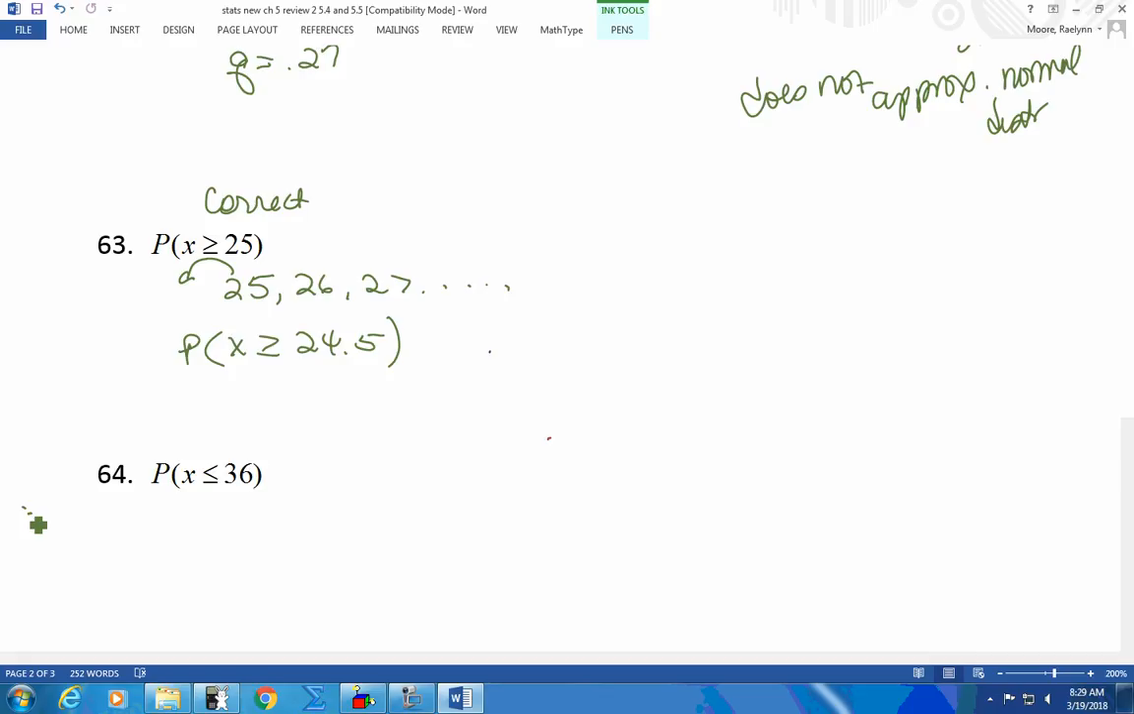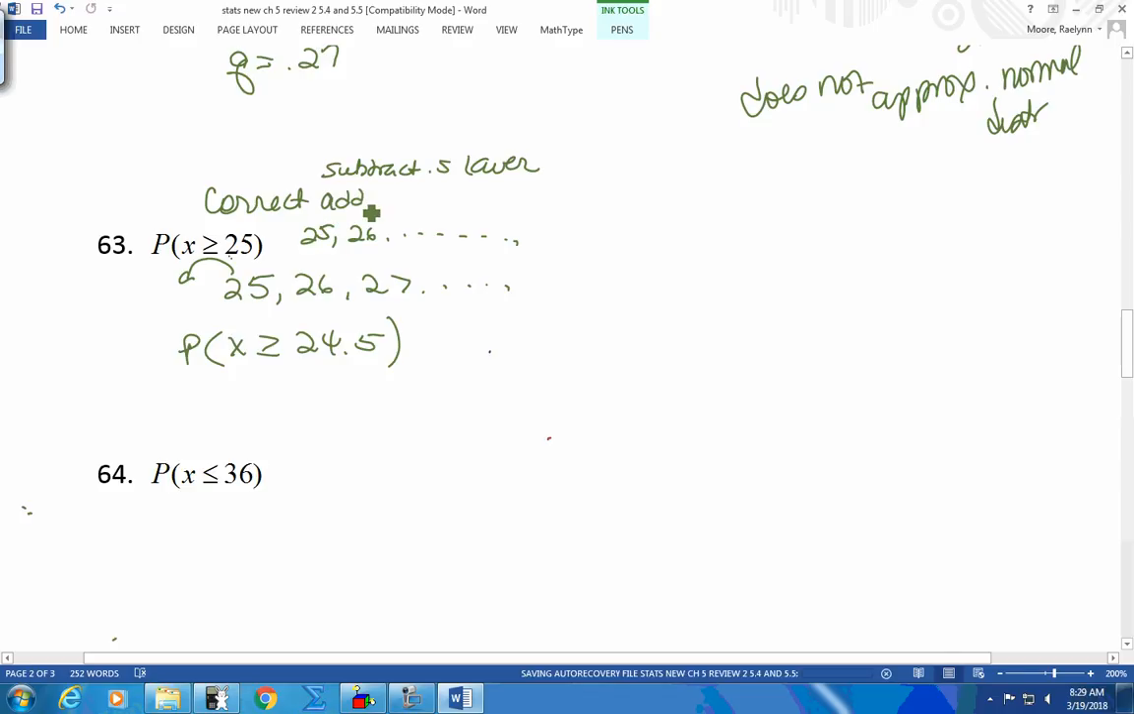Start like this. Here's my number line. What's the first number that I'm going to be able to use that makes this true? 25, and then what? 26, and it keeps on going up. If you subtract 0.5 from the lower end.